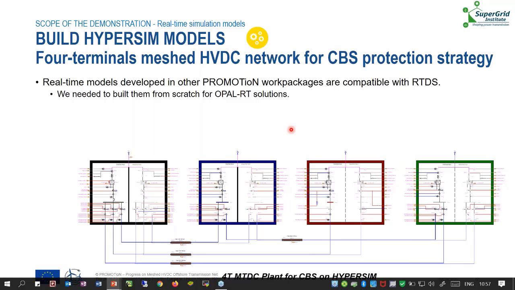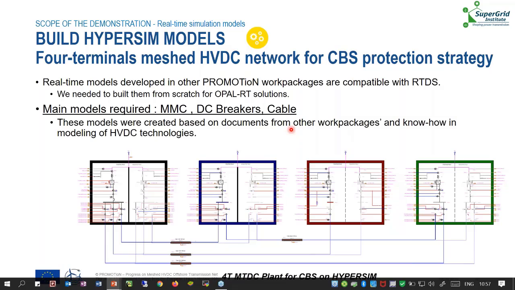In this slide, I would like to only put emphasis on the effort we made to build this system from specifications provided in other work packages. The most complex models are MMCs, DC breakers, and cables. But at the same time, there is a lot of documentation in literature, and also we have experts at SuperGrid Institute that helped us build up those models from scratch. We ended up using around 1,000 network elements and 2,000 control blocks from the HYPERSIM library.